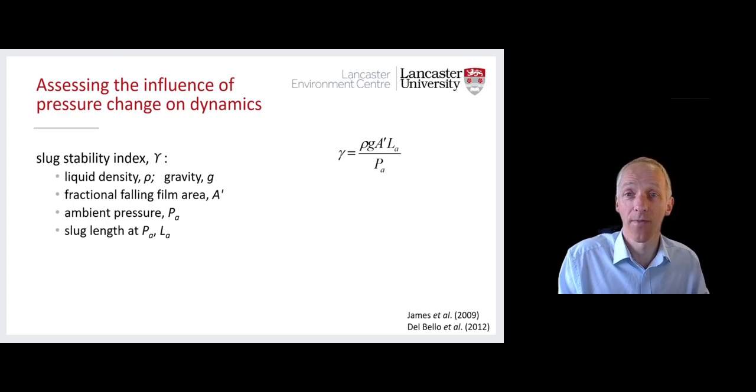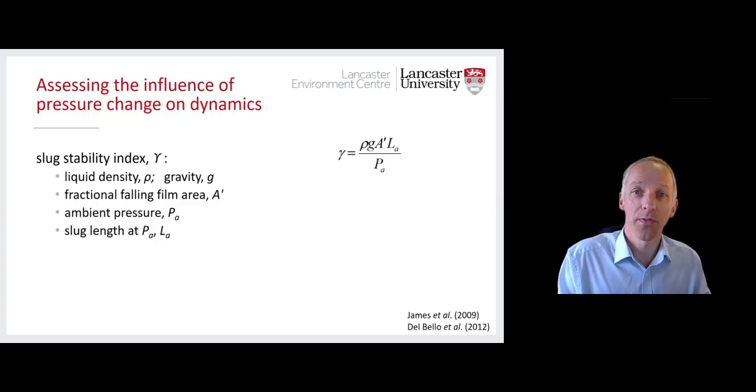Now we have the A prime values, we can use them to consider a metric for slug stability, gamma, which is also a dimensionless number. So gamma is a slug stability index. I'm not going to derive it here, as this is beyond the scope of this module, but if you are interested in its origins, then you can refer to the papers cited here.